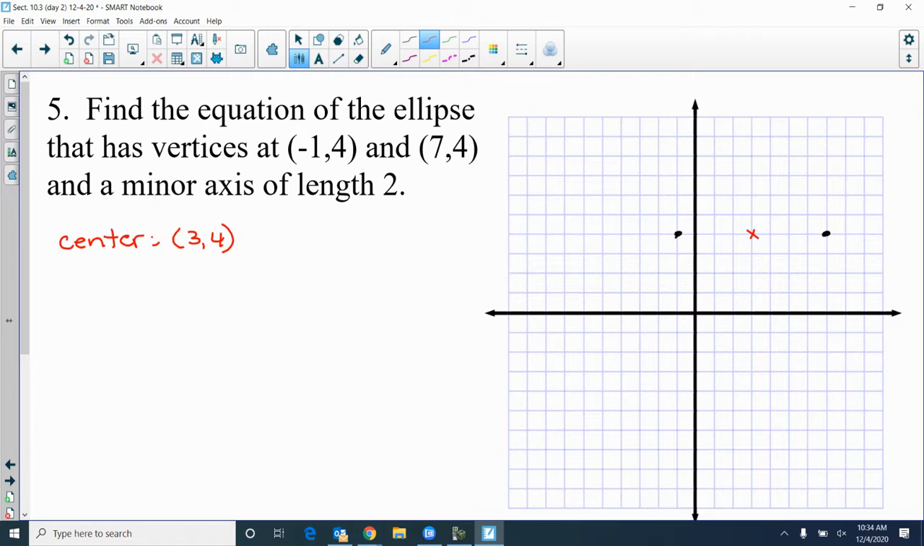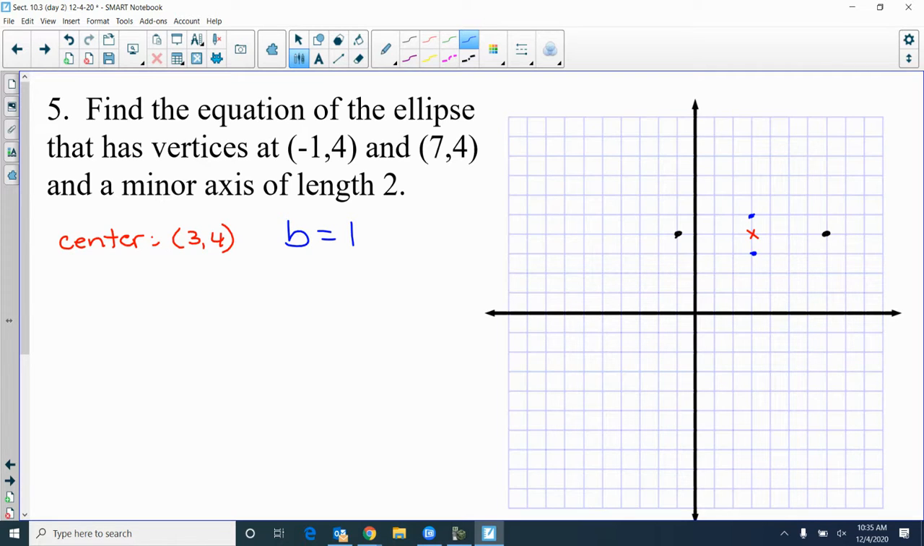So right there is going to be our center, which has to be (3, 4). From here, do I know A, B, or C? From the information given, we know B. What is B? B is 1. All right, so from the center, it says the minor axis has a length of 2. That is the whole axis, from one end to the other end. So B has to be half of that, so B will be 1. What else do we know?